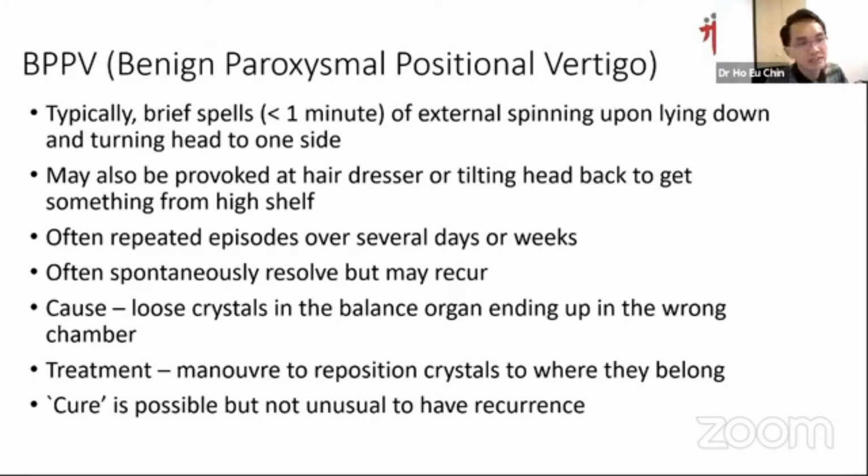It could be in a few months, or a few years, or a few decades. It's unpredictable. But the good thing is that each time you have it, if you see someone who knows what they are doing, they can often cure you.